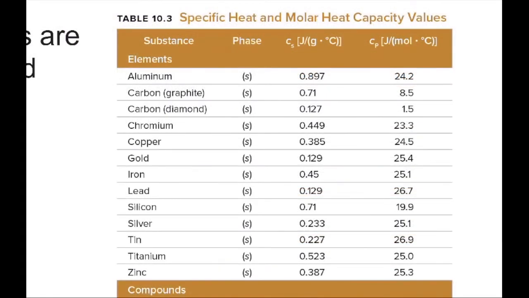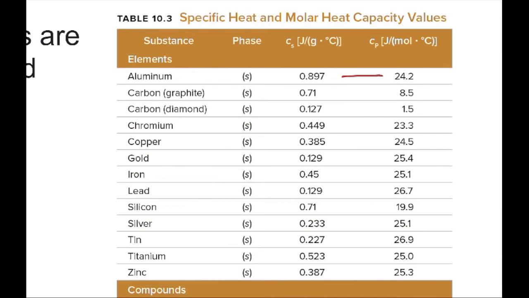So if we zoom up on this table, we see that it is a table of specific heat and molar heat capacity values. And we have on the top of this table a number of different solids. So we can see that different substances have different heat capacities, whether it's the specific heat capacity or the molar heat capacity. So the larger this number is, the greater the heat capacity, or the greater its ability to hold on to heat without actually heating up.